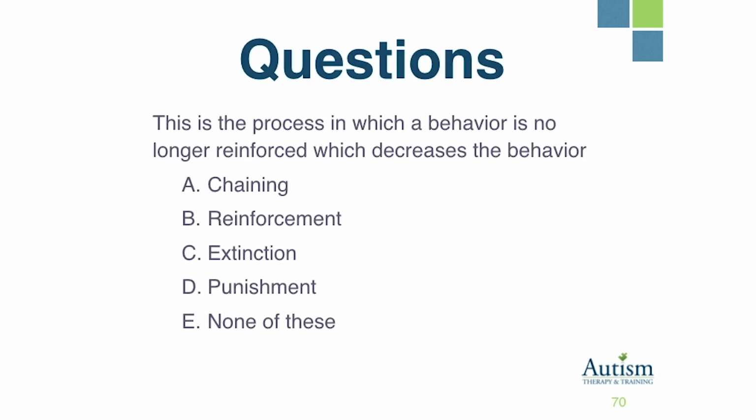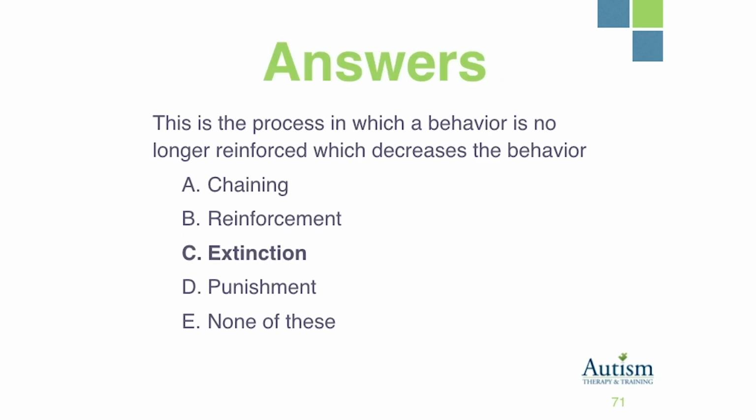This is the process in which a behavior is no longer reinforced, which decreases the behavior. A. Chaining. B. Reinforcement. C. Extinction. D. Punishment. Or E. None of these. And the correct response is C. Extinction.